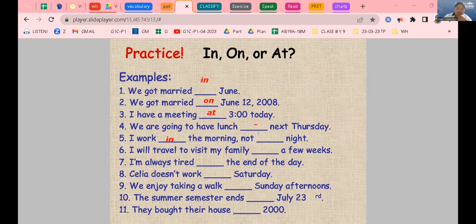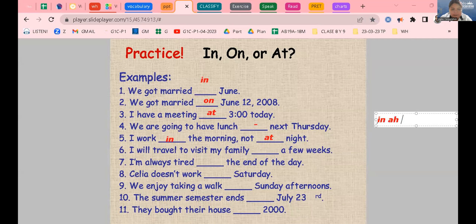Any idea, Mario? Let's see, Johnny, Oscar. Okay, at night. I will travel to visit my family. Viajaré a visitar a mi familia. A few weeks. Ahí no necesita tampoco la preposición. But we don't have a time expression, pero tenemos ahí una expresión de tiempo. Entonces sí la necesitamos.